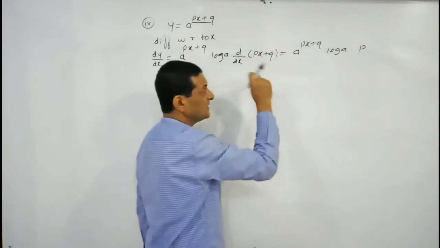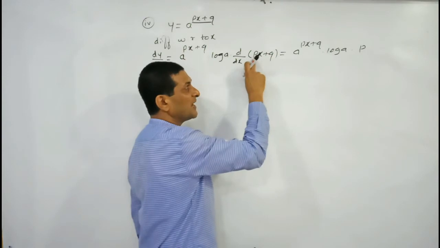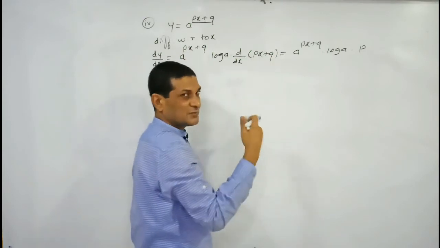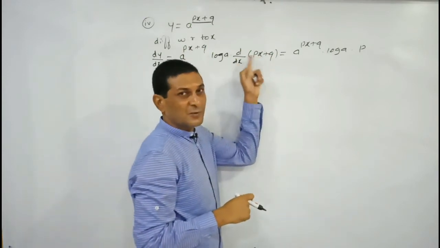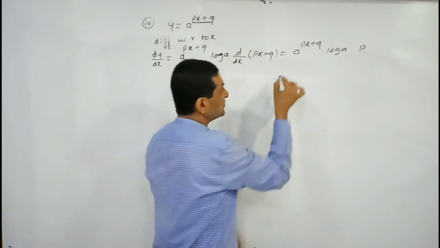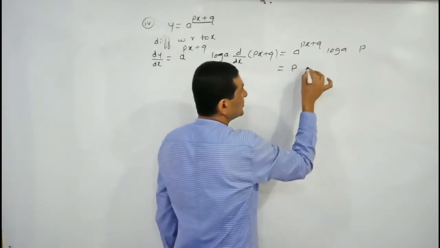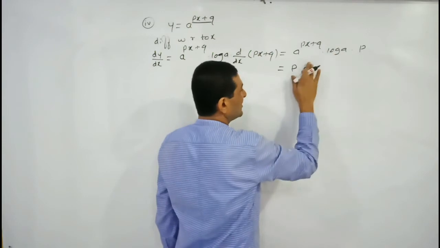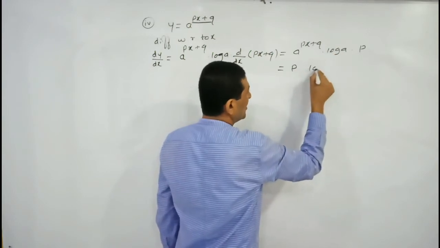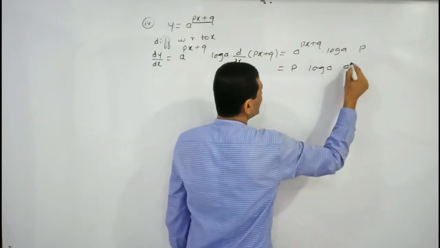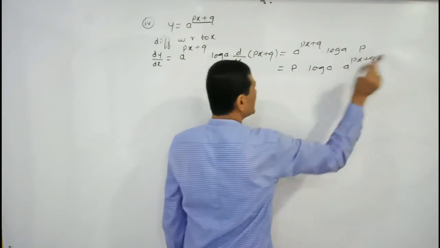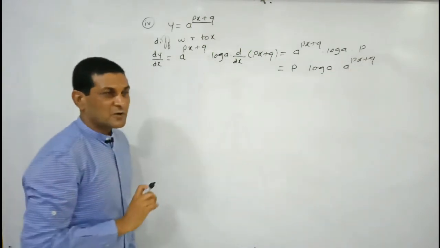It is a linear equation, the derivative of the constant term is 0, and whatever the coefficient of x is will be its derivative, because the derivative of x is 1, into p, which equals p. So this can be written as p into log a into a raised to power px plus q, isn't it? In this way we have got the first order derivative.